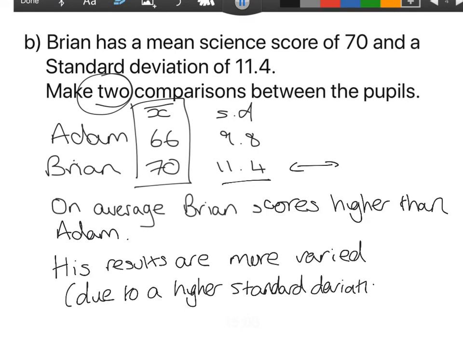Now, we could have spun this question a completely different way. We could have talked about Adam and we would have said, on average, Adam scores lower than Brian. His results are less varied because Adam's numbers are closer together, so his would be less varied. Obviously, I'm only going to write down one, which is correct. Okay, let's look at a second example.